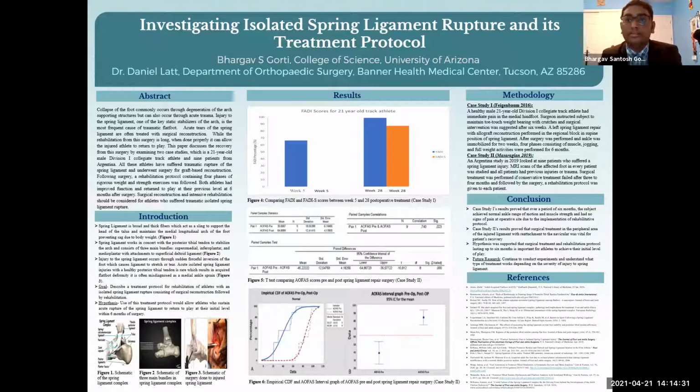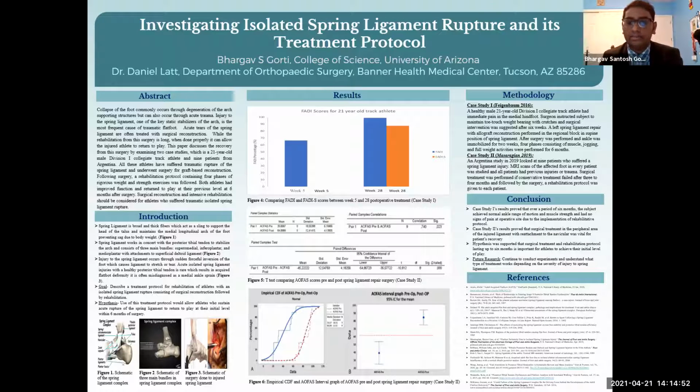To understand whether this method was effective or not, we need to look at the data and the graphs in the results section. The first figure that I would like to mention is figure 4 for case study number 1, where they compared the FADI and the FADI-S scores between week 5 and week 28.